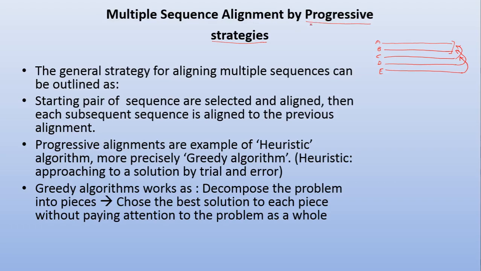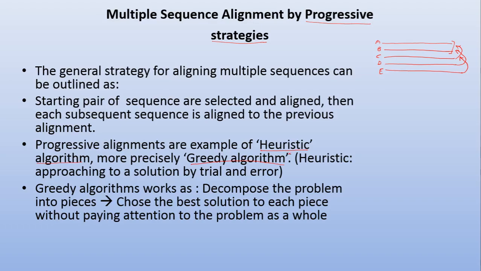Now, such progressive alignments are an example of a heuristic algorithm, and more precisely we would call such an algorithm a greedy algorithm. What is heuristic? Heuristic is nothing but an approach to find a solution by trial and error.